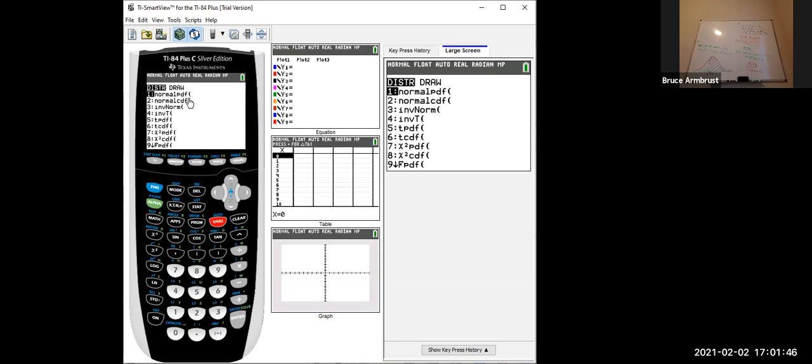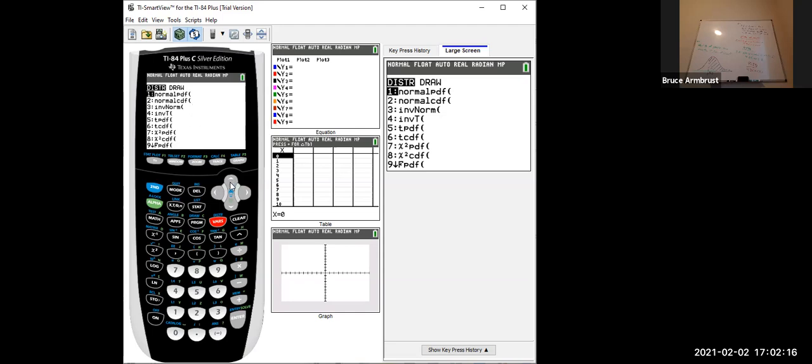So it knows normal PDF, normal CDF, inverse norm, inverse T, T PDF, T CDF, chi-square PDF. Okay, there's a ton of them. The ones that you're going to want to know about: Normal. That's what we're doing right now. Again, PDF, CDF, as we've talked about. PDF gets you the probability of that value, so that's the function value there. Normal CDF adds them all up.